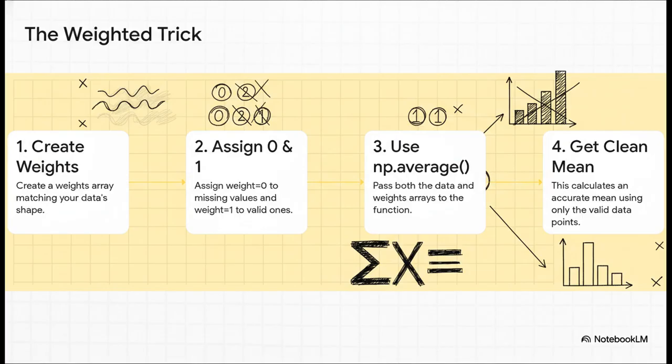So here's the trick. We can create a second weights array that's a perfect match for our data. For every valid number in our dataset, we give it a weight of 1. But for every single missing value, we assign a weight of 0. When we feed both our data and these new weights into np.average, it effectively multiplies the missing values by 0, which makes them completely disappear from the calculation. This gives us an accurate mean using only the data we actually have. It's an incredibly powerful trick for dealing with messy, real-world data.